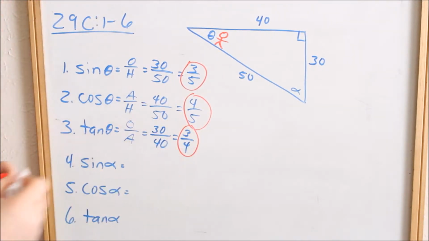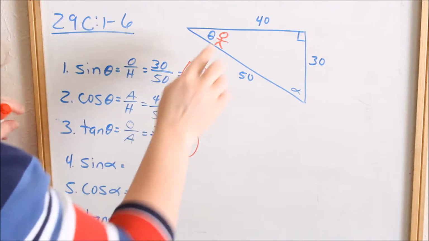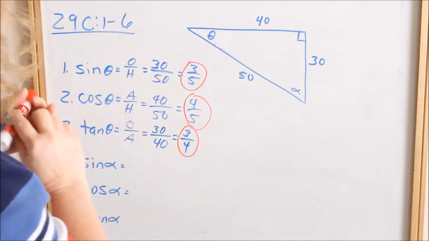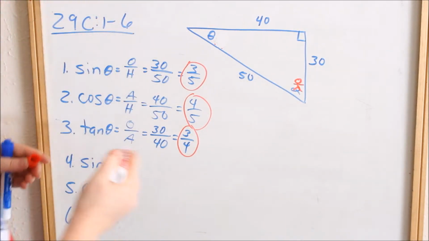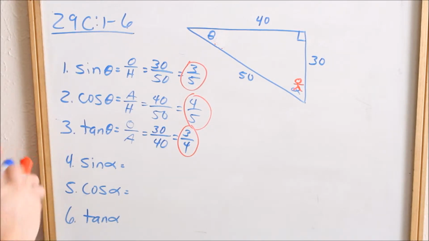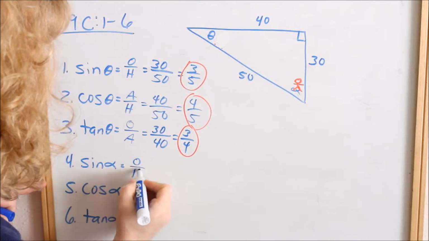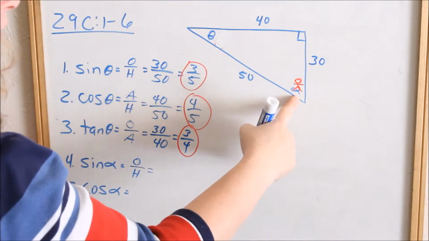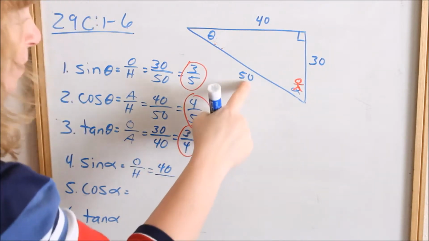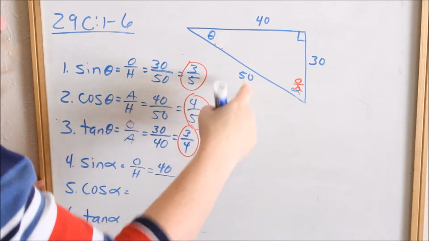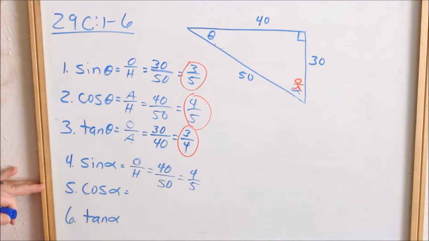Now if you look at 4, 5, and 6, I now want sine, cosine, and tangent for alpha, which means I'm no longer standing at theta anymore. I need to go stand at alpha because it's relative to which angle you're standing at. So I'm standing at alpha. So sine of alpha, the definition of sine, same definition, opposite over hypotenuse. But if I'm standing at alpha, the side that is opposite of me is 40. And my hypotenuse is still the same. The hypotenuse doesn't ever change. It's 50. So reducing my numbers by 10 will be 4/5.